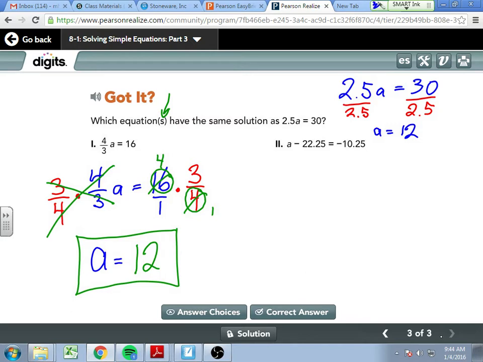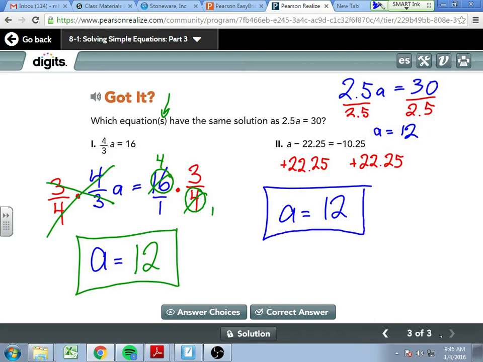So here, what would we do on both sides? There is subtraction happening, so we want to add 2.25 to both sides. And A is in fact equal to 12 still. Questions, comments, concerns?